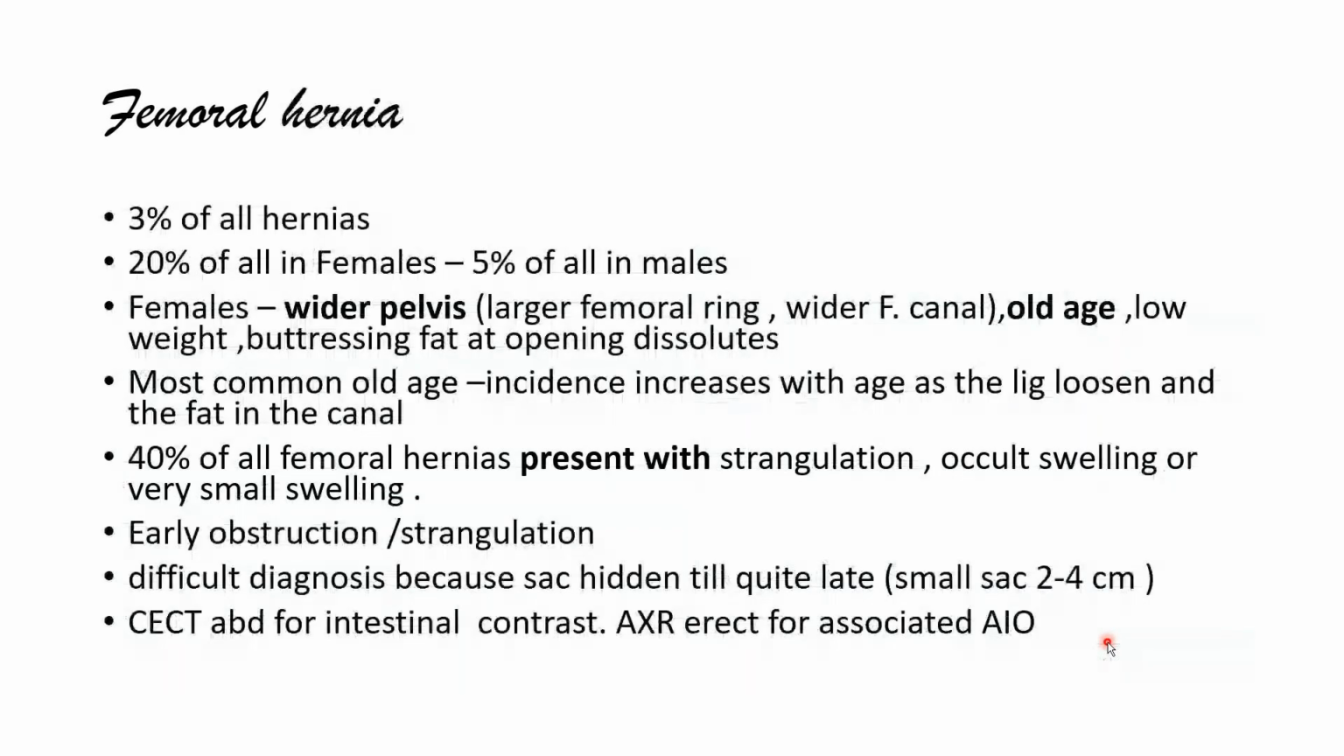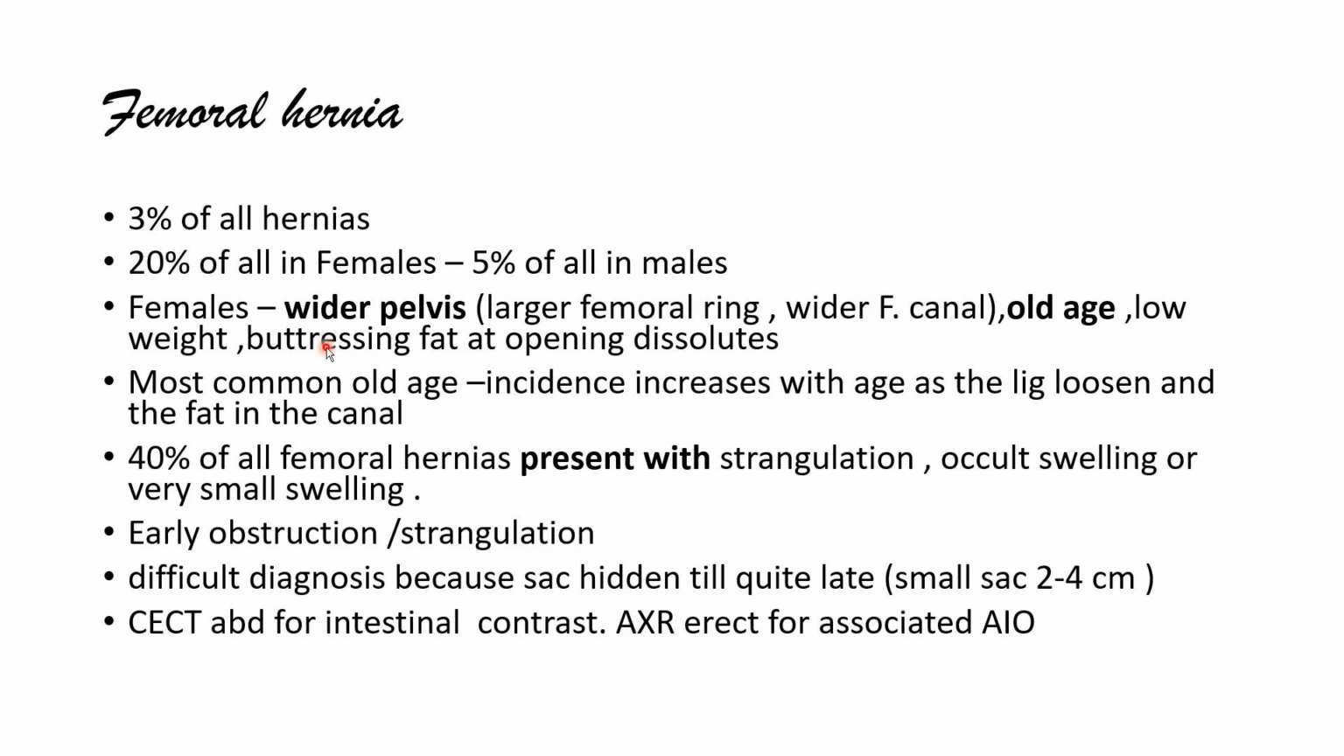Coming to the femoral hernia as a whole, 3% of all hernias are femoral hernias, more common in females: 20% of all hernias in females, 5% in males. Why is it more common in females? Because they have a wider pelvis, a larger femoral ring, a wider femoral canal, and it's especially more common in the old age group when you've got dissolution of fat. So low weight, old age, loss of the buttressing fat, and a wide pelvis are the scenarios with an increased incidence of femoral hernias. As said earlier, most common in the old age group, right?